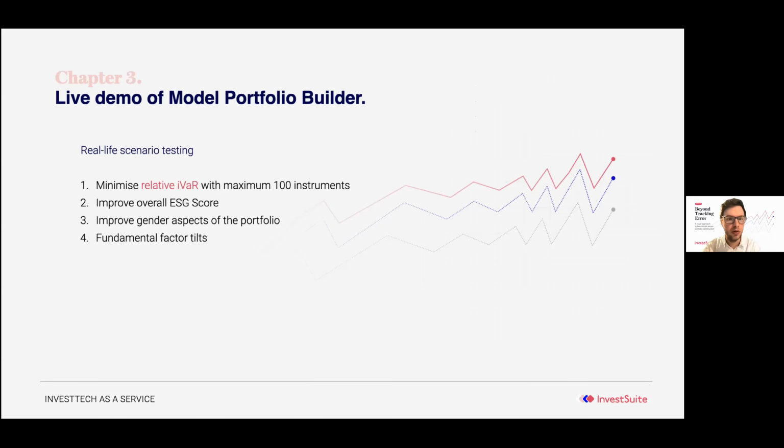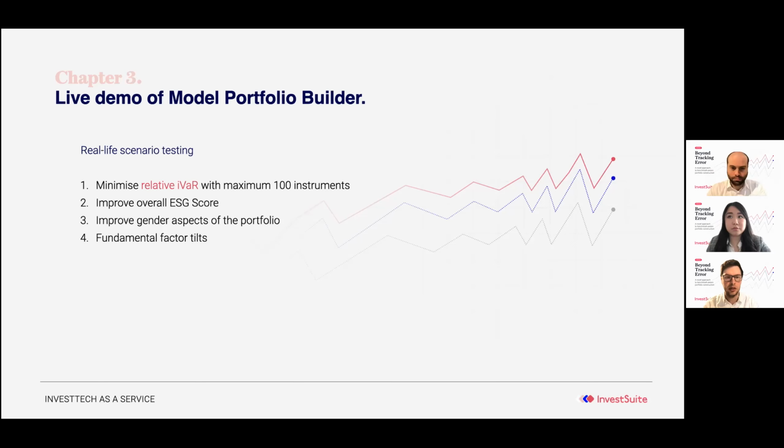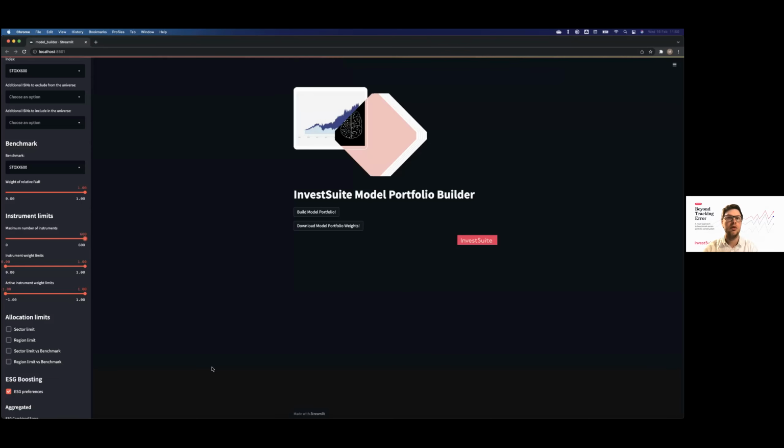Now let's go over to a live demo of our model portfolio builder. There I will demo in a live way how you could do this yourself via our model portfolio builder tool. I will start with just the example that we had here: try to track the STOXX 600 as well as possible with a maximum of 100 instruments. But then I'll show all of our hyper-personalization approaches. As Emmanuel explained, it's hyper scalable because we are running our optimizations in the cloud. And as such, we can really support hyper personalization for each and every end client. So I'll demo that for ESG scores, gender aspects in your portfolio, but also for fundamental factor tilts. So let's now go to the demo.